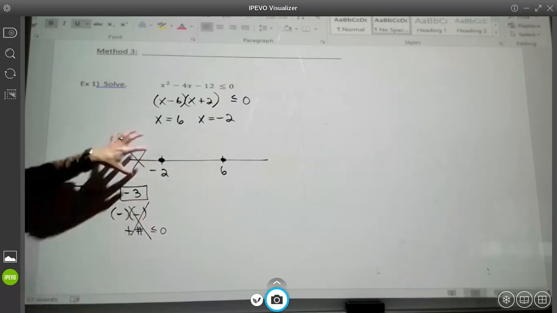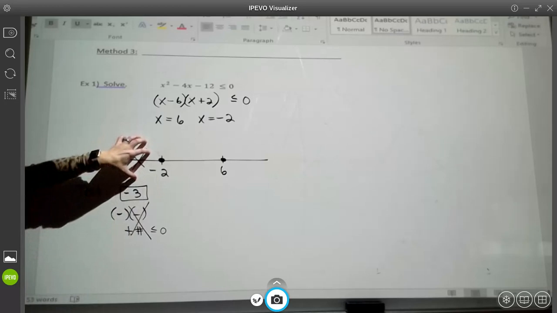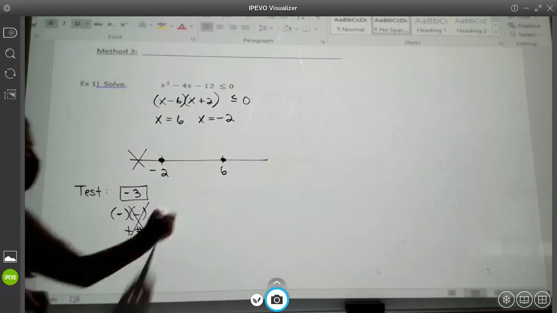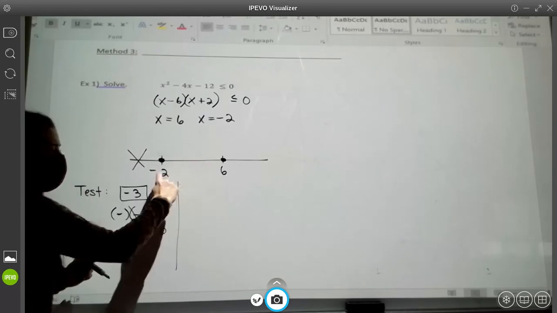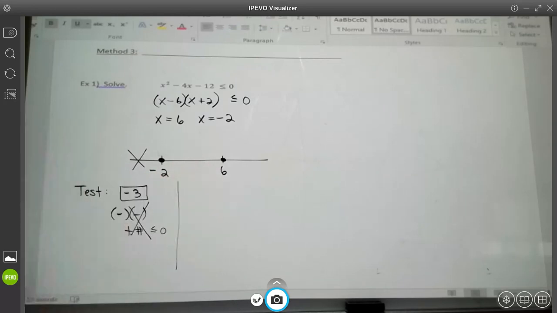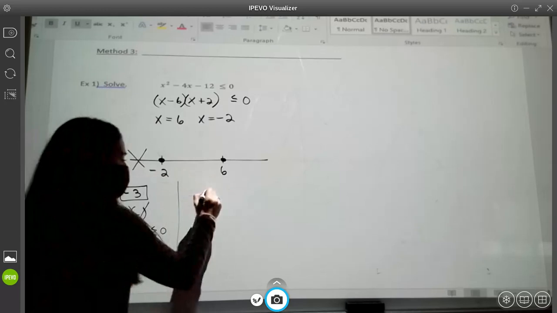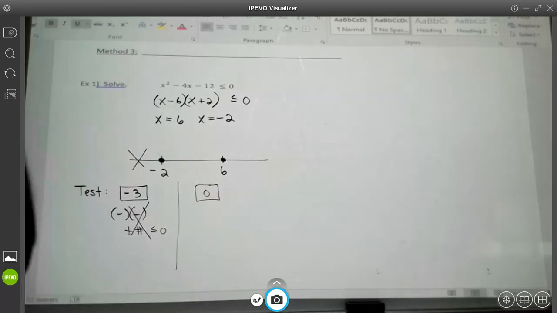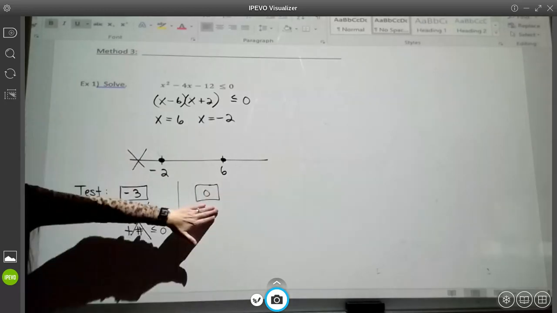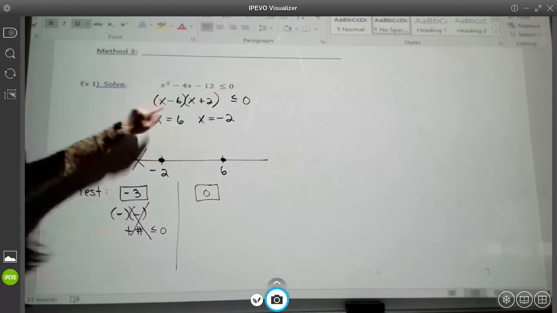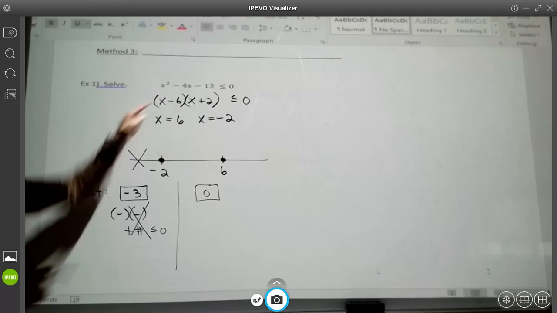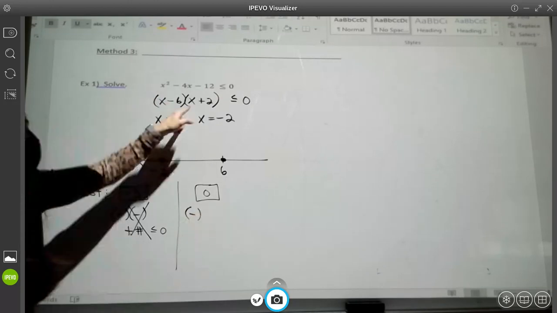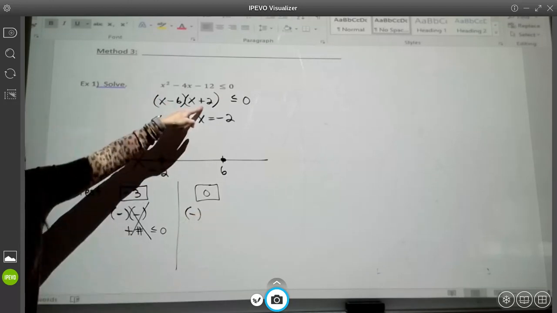All right, let's pick another test number. Now let's test this interval. Pick a number in between negative 2 and 6 that's really easy to work with. My fave, 0. Okay, now one at a time, let's test 0. If you plug 0 in, is 0 minus 6 going to be a positive or negative number? Negative. Is 0 plus 2 going to be a positive or negative number? Positive. What's a negative number times a positive number going to be? That's going to be a negative number.